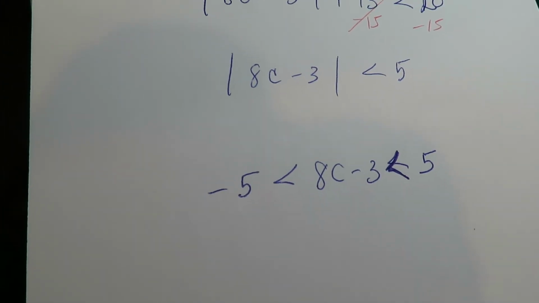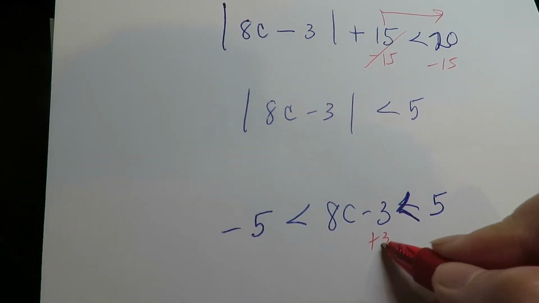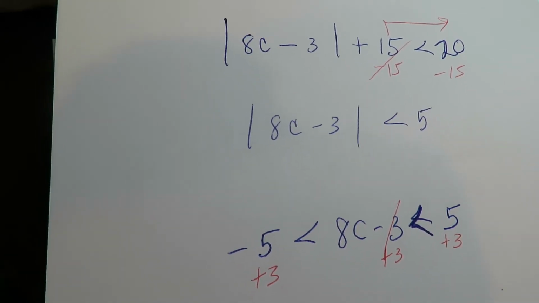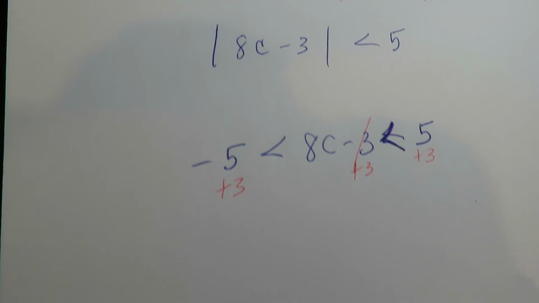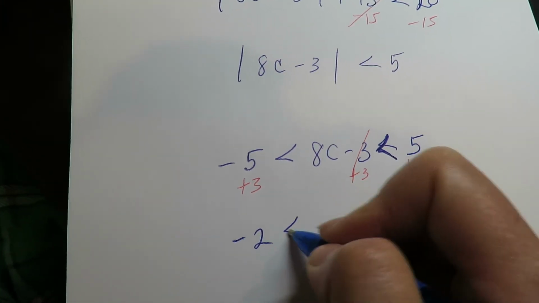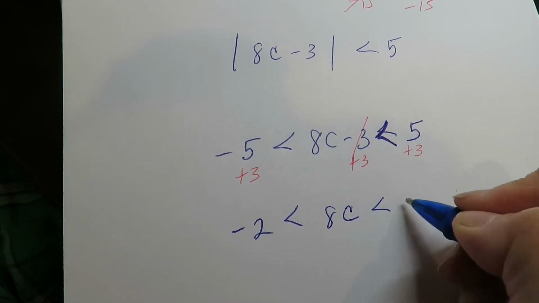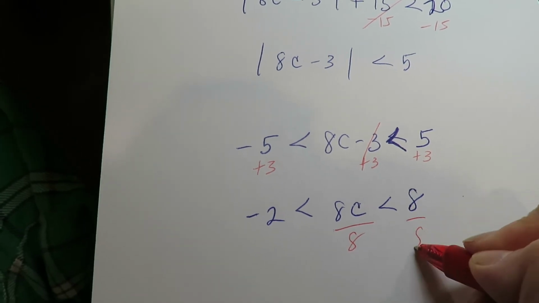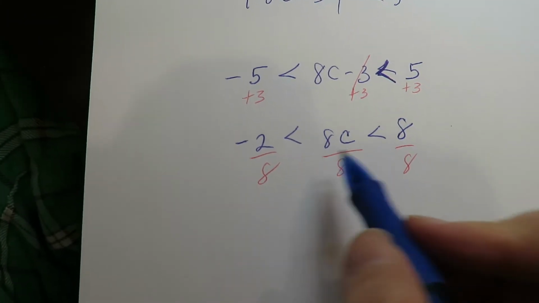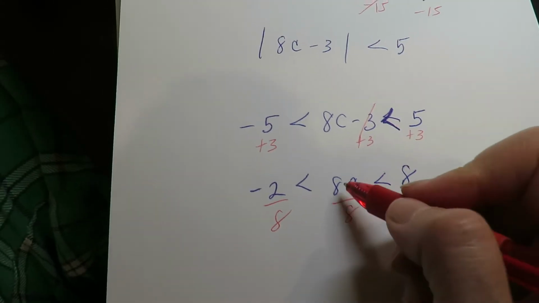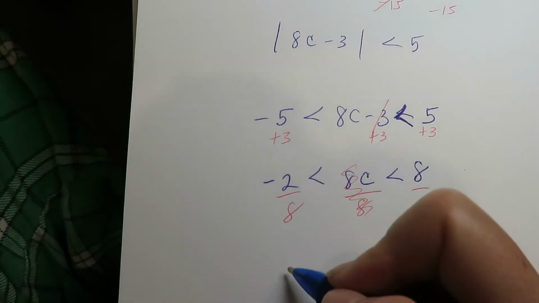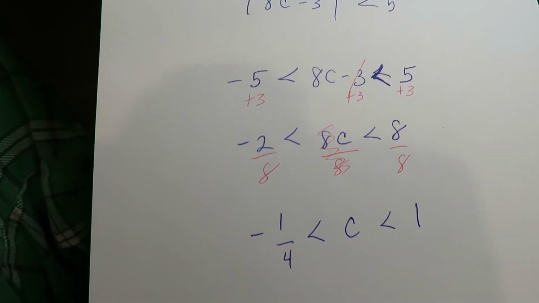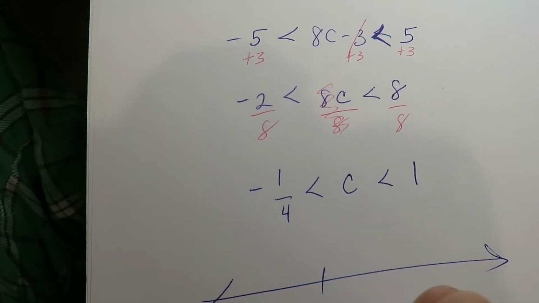Now, our job is to get c by itself. So to get c by itself, we first have to move the 3. That would get rid of the 3, but we have to do that to everybody. Got to keep everything equal or balanced. All right, and then I'm almost there. I just got to divide off the 8. And again, please, please, please reduce your fractions. So this will be -1/4, this will be c, and this will be a 1. Okay? Let's draw that.